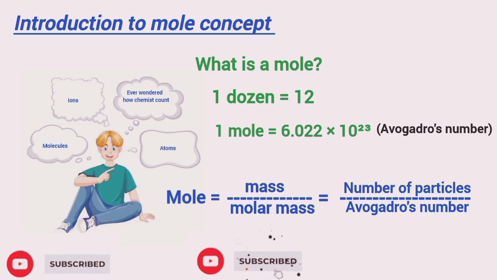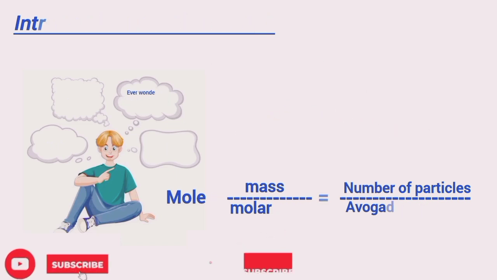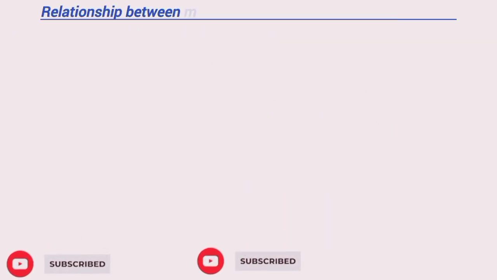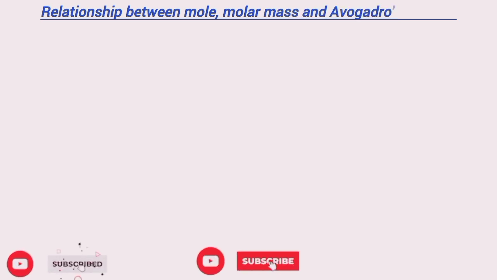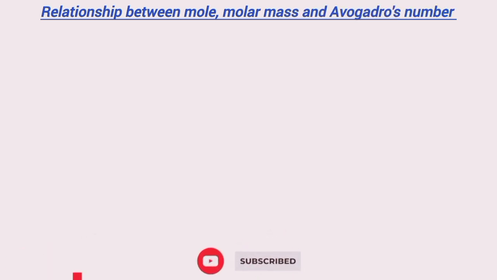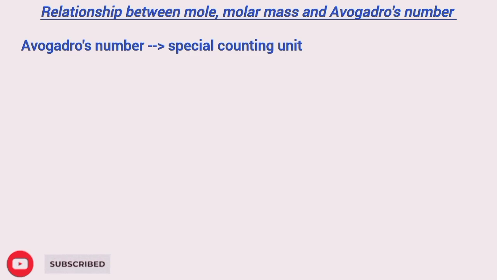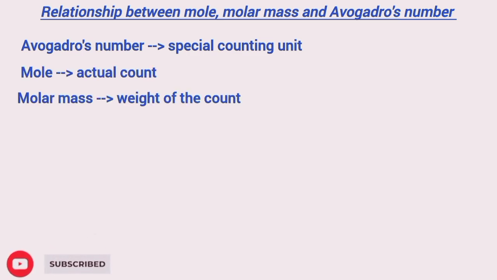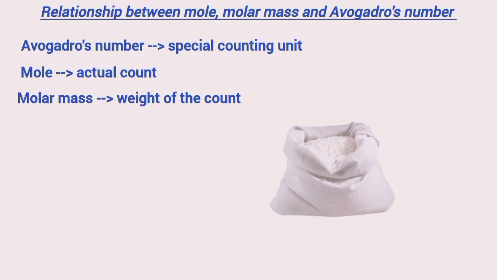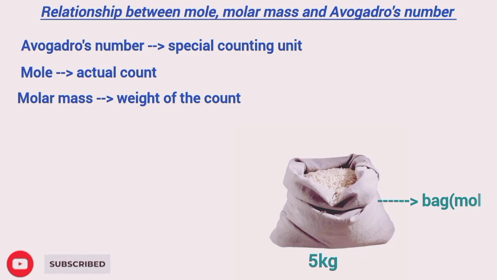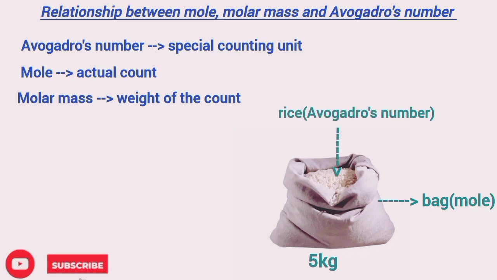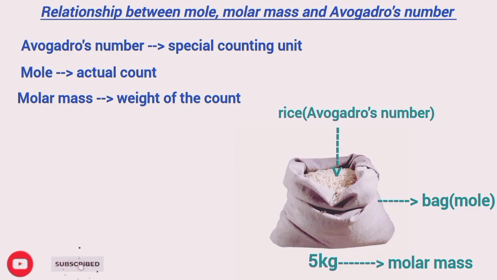Now, let's look at the relationship between mole, molar mass, and Avogadro's number. How do these three terms relate? Think of it like this. Avogadro's number is like a special counting unit. A mole is the actual count, and the molar mass is the weight of that count. It's like saying a bag of rice weighs 5 kilograms, where the bag is the mole, the rice grains are the Avogadro's number, and the 5 kilograms is the molar mass. They are all connected, and you can't have one without the other.